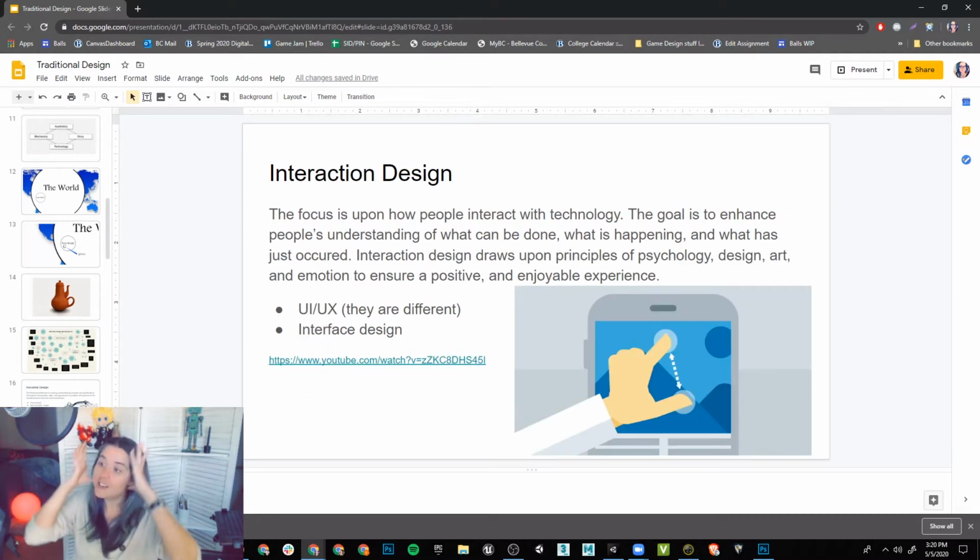Okay. Interaction design. The focus is upon how people interact with technology. The goal is to enhance people's understanding of what can be done, what is happening, and what has just occurred. Interaction design draws upon principles of psychology, design, art, and emotion to ensure a positive and enjoyable experience. This is UI and UX and interface design. So in games, we call it game UI or GUI, which are the buttons and interface within, like, the heads-up display or the HUD, or how you interact with the game.